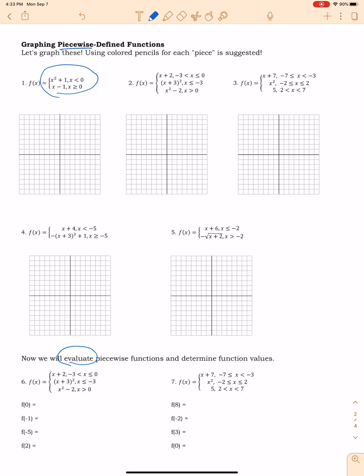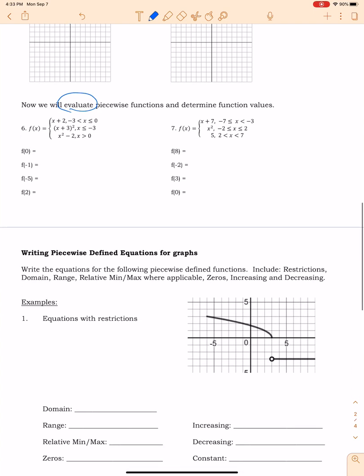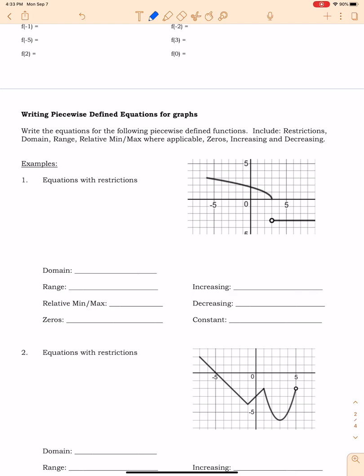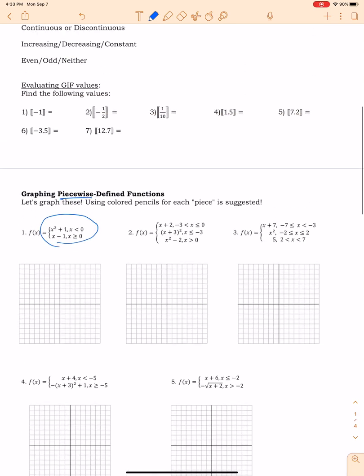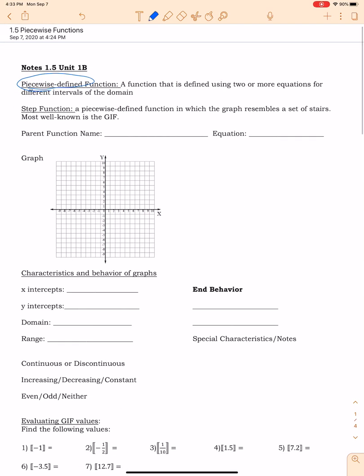So we're also going to learn how to evaluate these, as you can see down here, and we're also going to learn to write equations from the graphs, and that will come in other videos. Otherwise, this one would be so long you'd want to kill me.